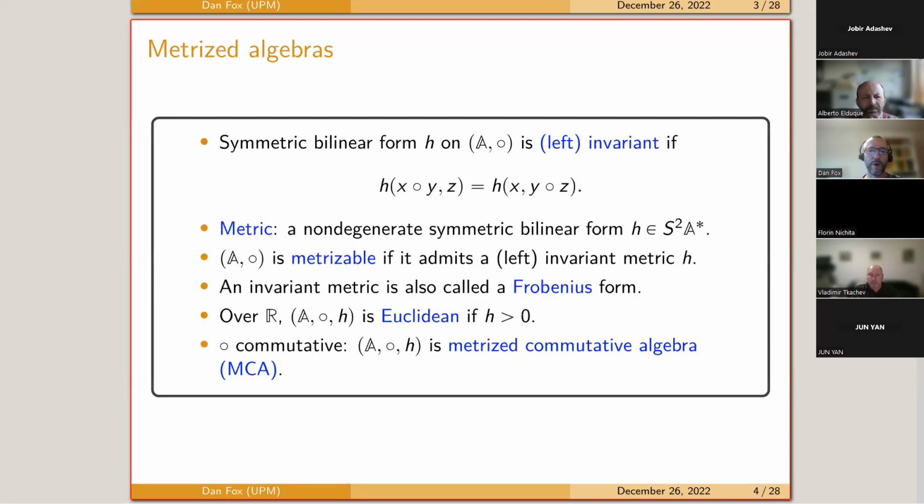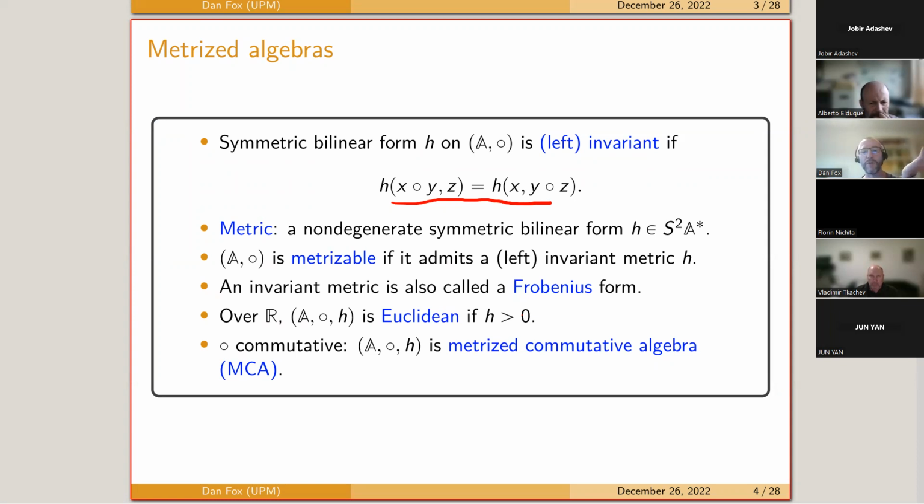So let me actually now start making some definitions. When I say a metrized algebra, by a metric I'm just going to mean a non-degenerate symmetric bilinear form. And in general, given a symmetric bilinear form, I'm going to say it's invariant if it satisfies this condition here. Now, here, I'm not supposing that the algebra is commutative. It could be anti-commutative, for instance. On a Lie algebra, this is exactly the invariance of the Killing form, the same condition. And in that case, of course, it would mean that this trilinear form is completely anti-symmetric. And I'll call an algebra metrizable if it admits such an invariant metric.